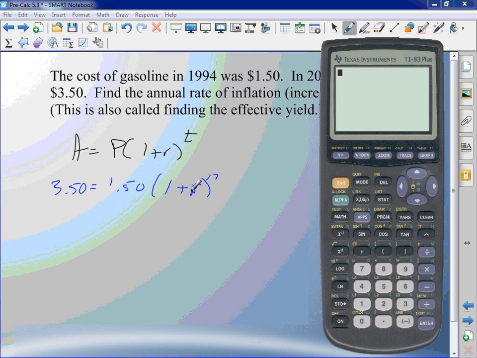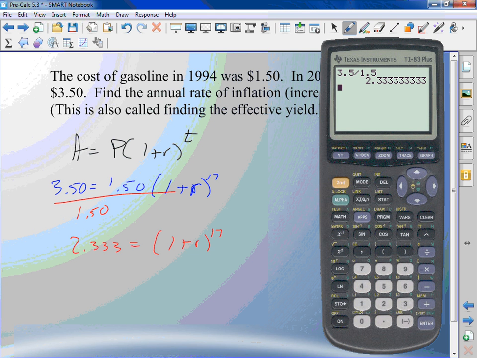What do you think my first step would be? We have to get R by itself. What do I have to move first? The 150. Divide by 150. So I have 350 divided by 150, 2.333, equals 1 plus R to the 17.